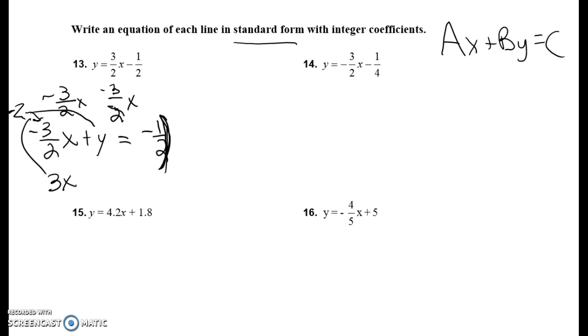Then -2 times the y, and then -2 times -1/2. And now we are in standard form.